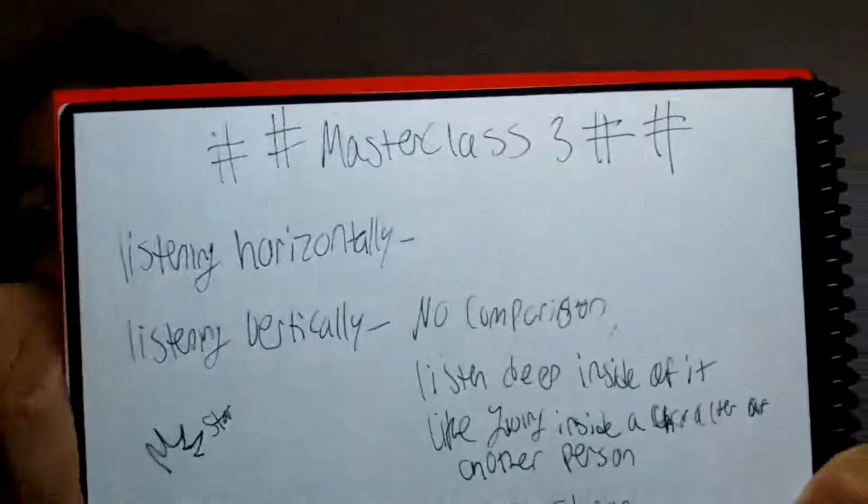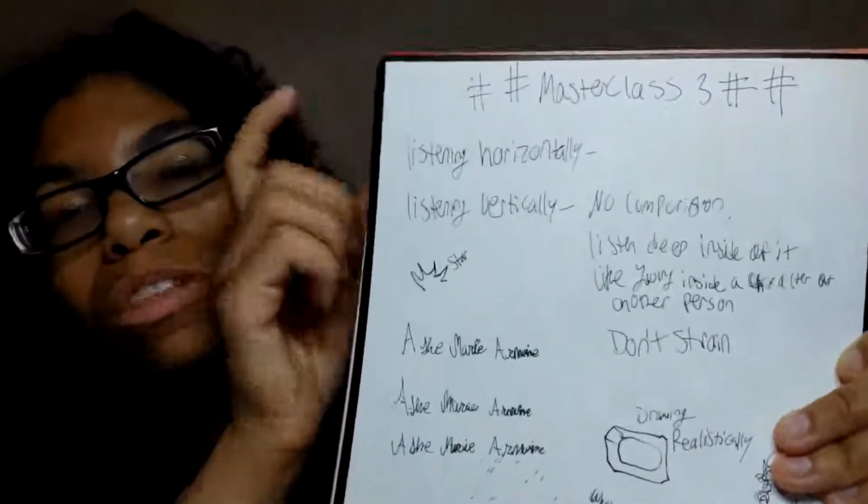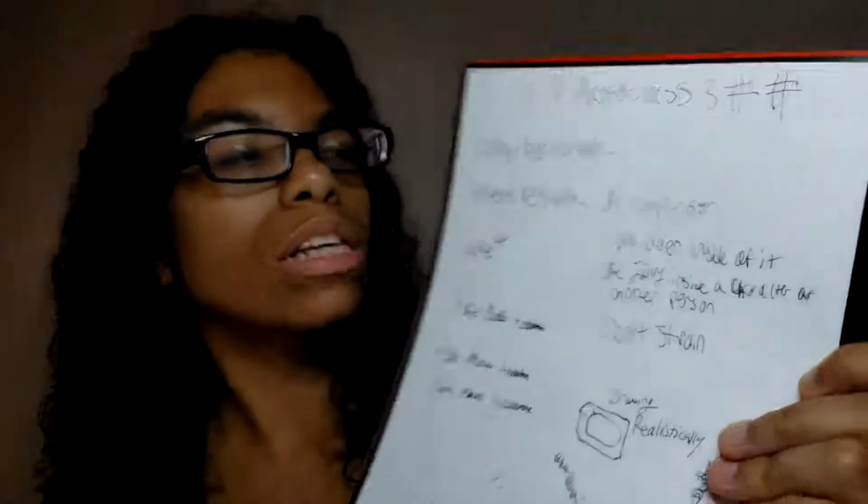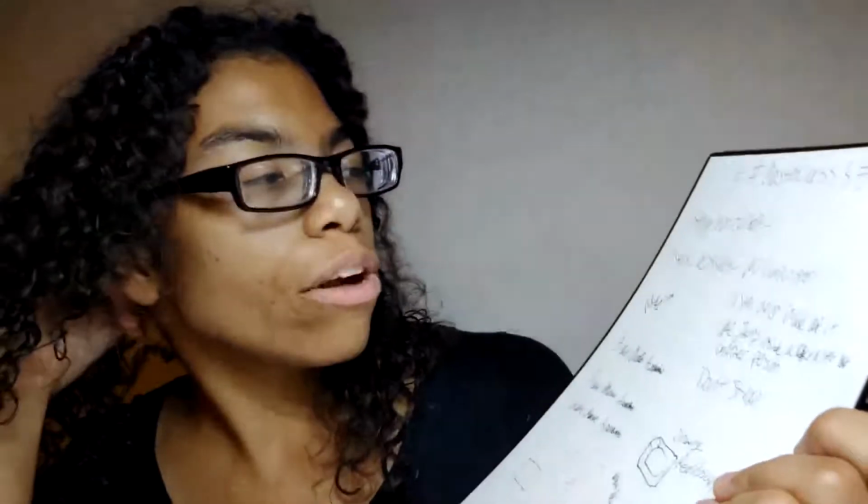On the next page here, we have the 3rd lesson that we went into, when we talked about the difference between listening horizontally and listening vertically. Listening vertically, there's no comparison. You have to listen deep inside of it. Normally, we listen horizontally, but when you learn perfect pitch, you're trying to learn how to listen vertically. There's no comparison between the two. To listen vertically, you listen deep inside of it, like living inside a character of another person. That's my own personal note that I had from reading a book. And then a little note here, don't strain.